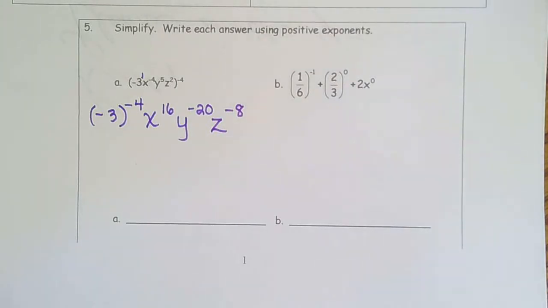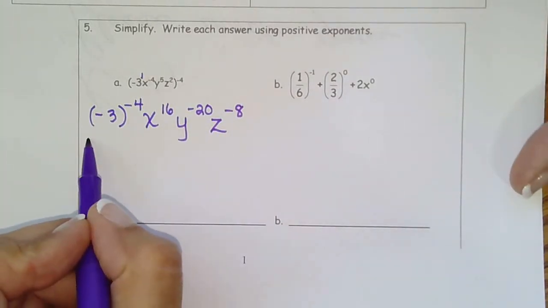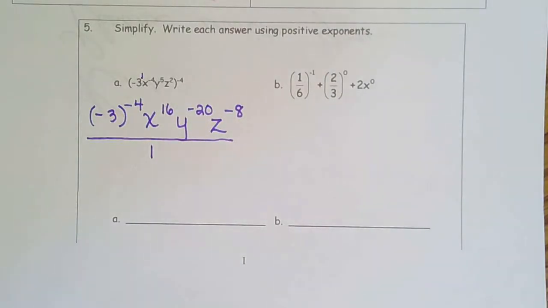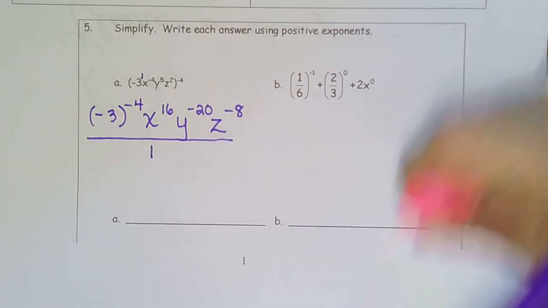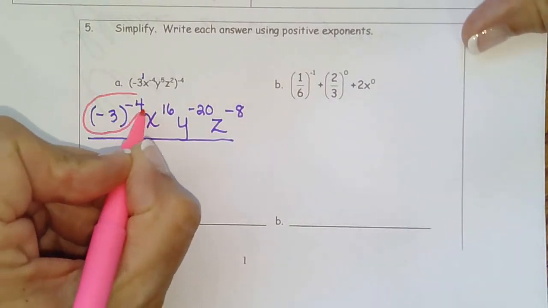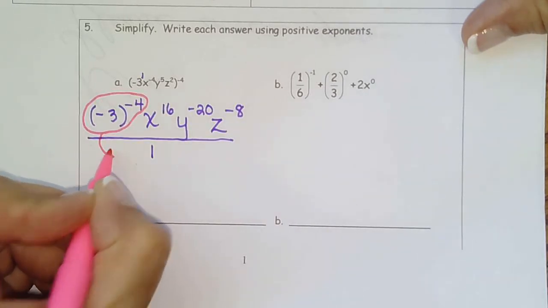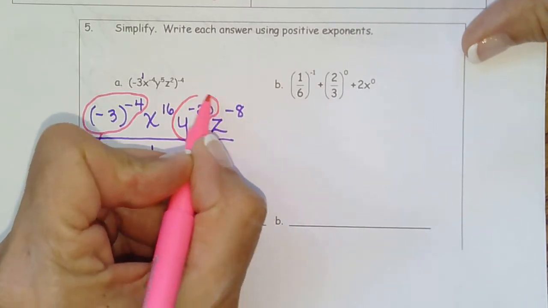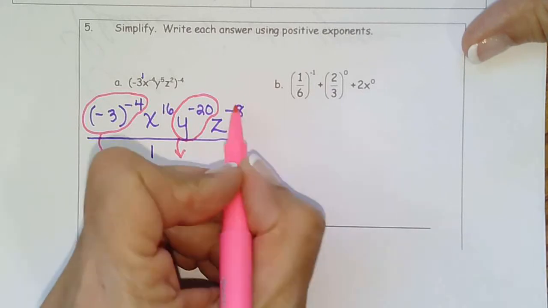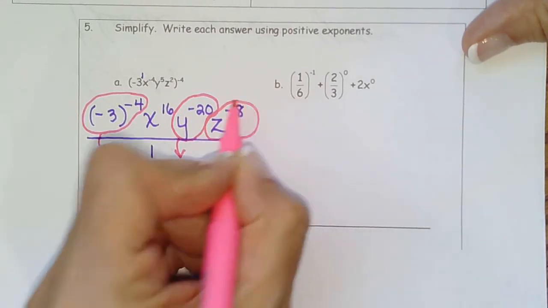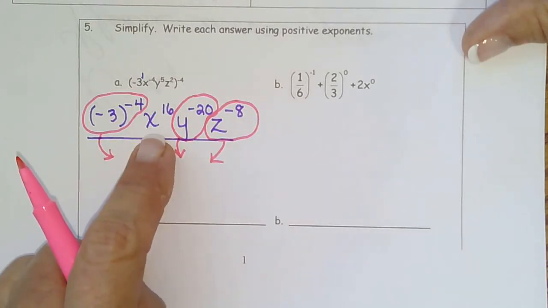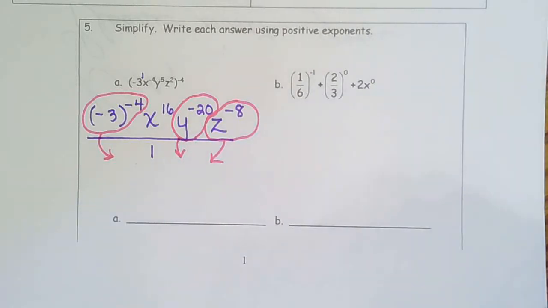And then the other thing we learned in section 4.1 is that we are never allowed to leave negative exponents. So anytime negative exponents occur, what you should do is circle them. And we learned in 4.1, you make exponents positive by moving them to the other side of the fraction. If they have a negative sign at the top of the fraction, move them down. If they have a negative sign in the denominator of the fraction, move them up. Notice I didn't circle 16. It's not going anywhere. It already has a positive exponent, so it just stays put.